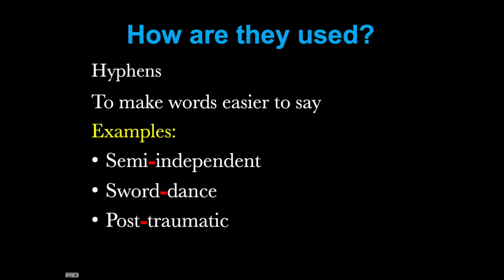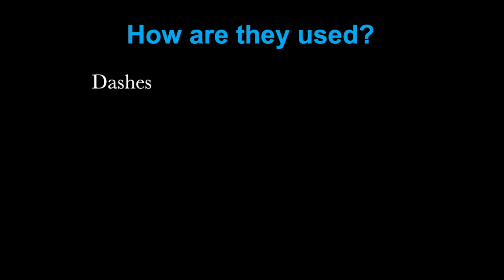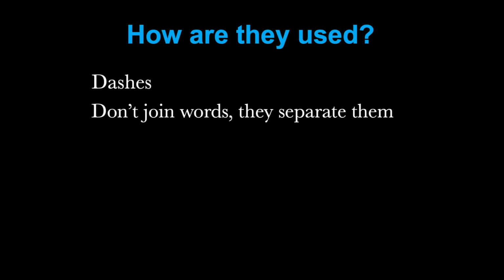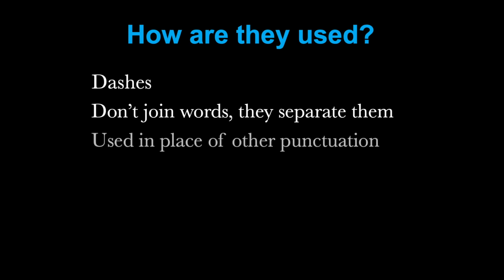So that's hyphens. What about dashes? Unlike hyphens, dashes don't join words. They separate words and phrases in a sentence. As such, they are non-essential because there are often alternative forms of punctuation we might use. Let's look at some examples.